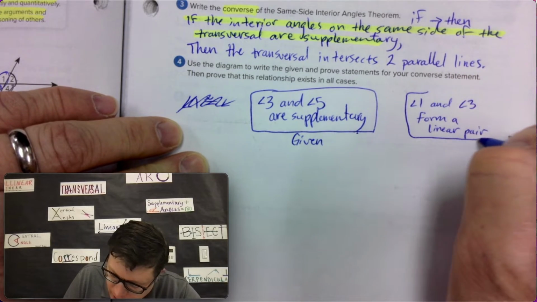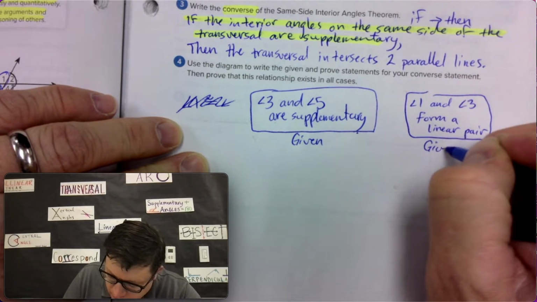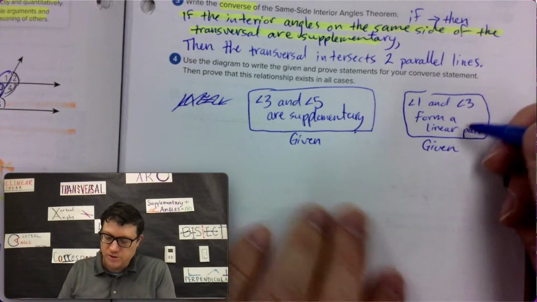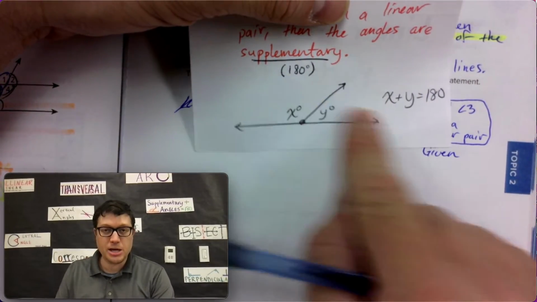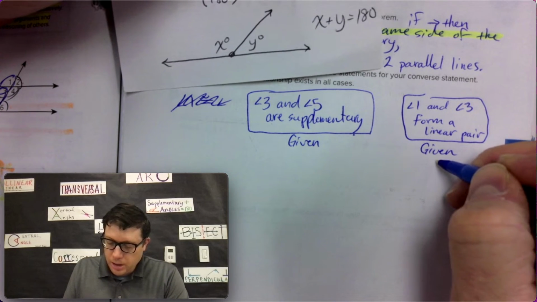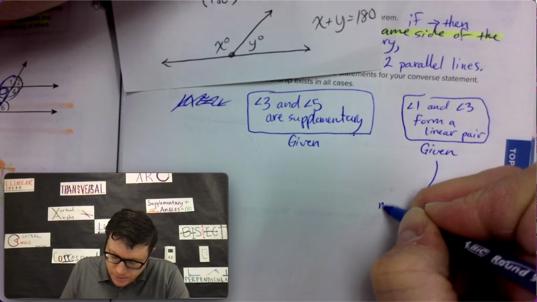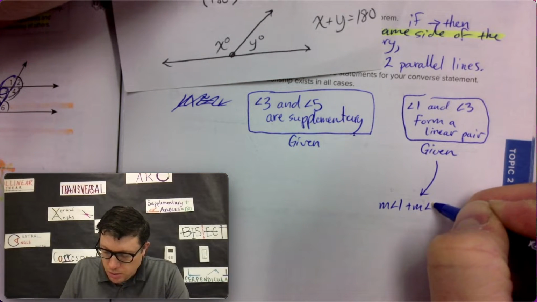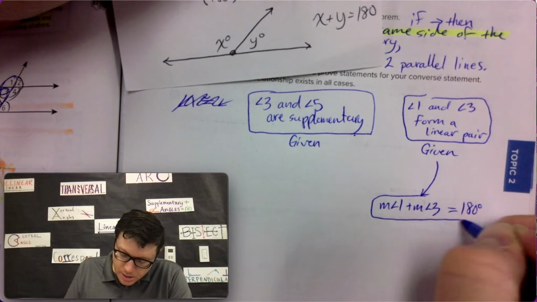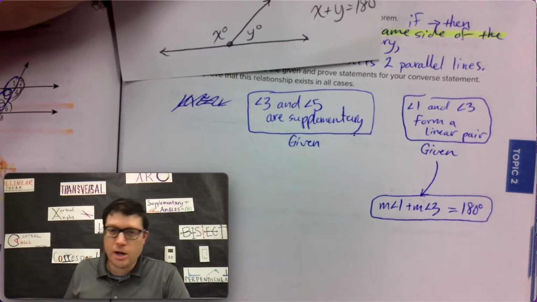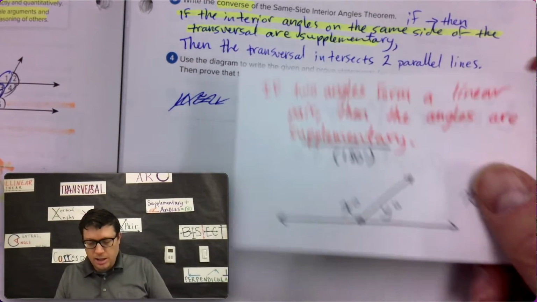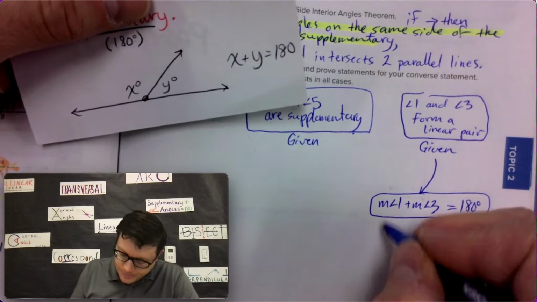This is also given by the picture, given by the diagram. Those two statements are going to produce some information. So first of all, if things form a linear pair, then that means that they are supplementary, which means that they add to 180. So I'm just going to jump through a couple of hoops. The measure of angle 1 plus the measure of angle 3 equals 180 degrees. And the reason here is because linear pairs are supplementary. I guess I'm kind of blending a couple of things, like linear pair means supplementary.